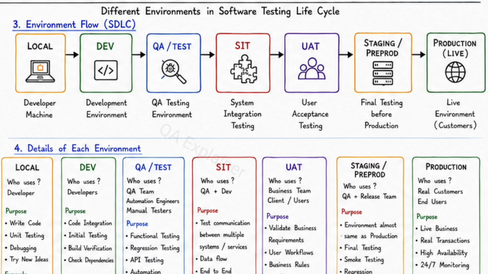Then we have the UAT environment. The UAT environment is mostly used for user acceptance testing. It is used by business analysts or required people who are beta testers, or who are trying to check user behaviors and similar purposes.